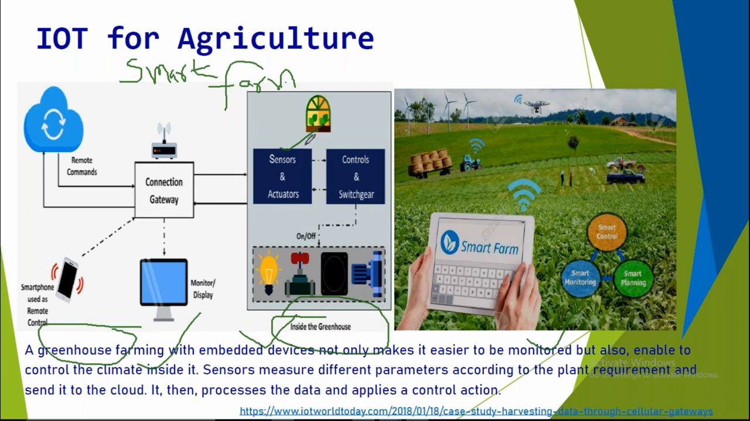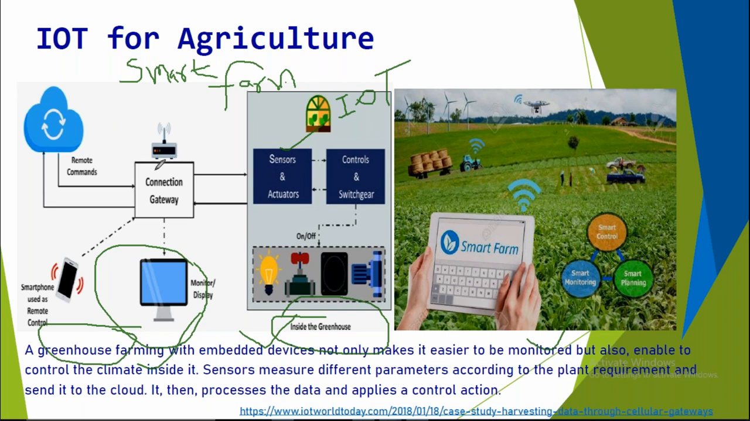This is done using IoT, because wherever sensors are connected, some controls are interconnected, and some appliances are interconnected, then IoT comes in, no doubt. Here, things are connected, machines are connected, sensors are interconnected, and the internet is there. Through some gateway, maybe a smartphone acts as a remote control and monitor display outside the greenhouse, showing parameters, with remote commands and cloud storage of the different data.